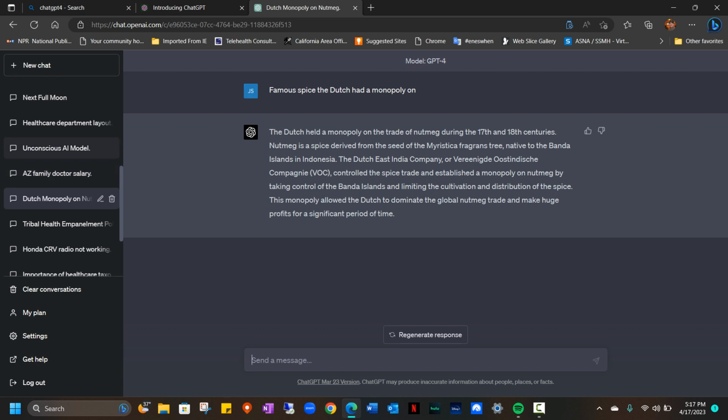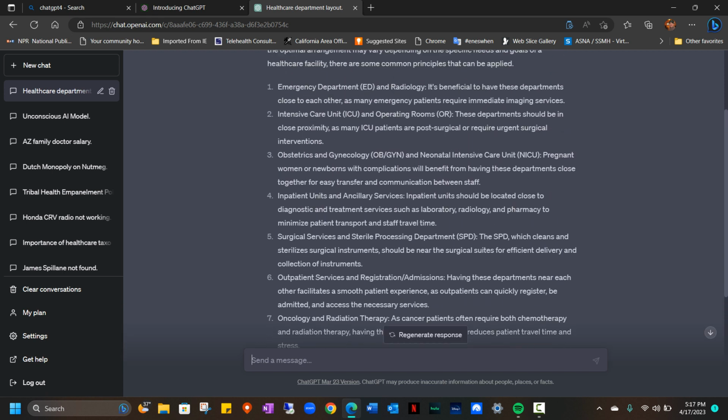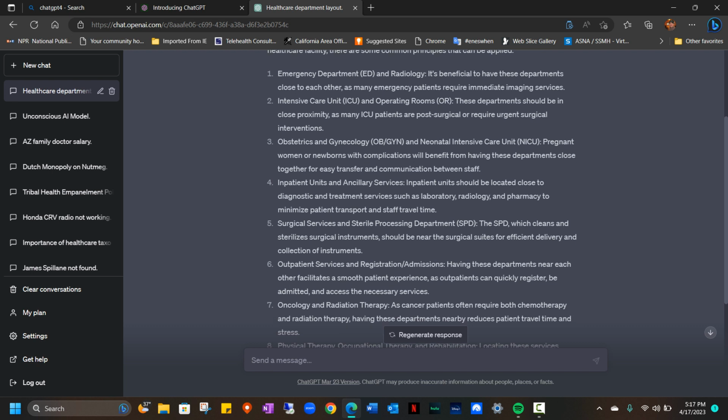This is absolutely, I mean, layout. So I wanted to look at what's the importance of layouts, right? So again, it went in and said you're going to want to line things up with what you're going to need. So emergency departments should be close to radiology. It's beneficial to have these departments together, so if somebody comes in and you think they have a broken bone, you can do it right away. Obstetrics and gynecology are going to go together. Maybe if you have a NICU, you can have that close by. Things that you're going to line up on just general care design. And given my experience, a lot of this stuff is actually true.